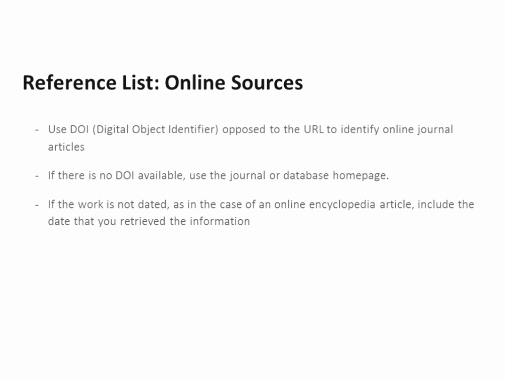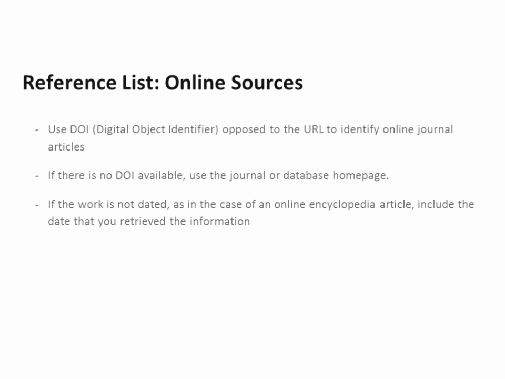One thing that's changed is for online sources. I think probably a majority of you are going to use mostly online sources for your research, looking at peer-reviewed journals. So you'll be using the DOI, the Digital Object Identifier, as opposed to the URL to identify online journal articles. Those DOIs are available whenever you get an article from a database. That will be in the bibliographic information. If there is no DOI available, you'll use the journal or database homepage.